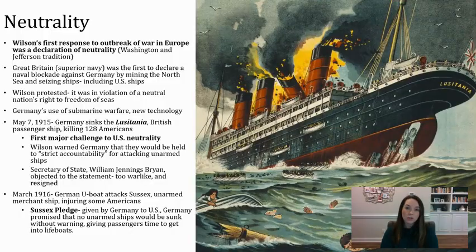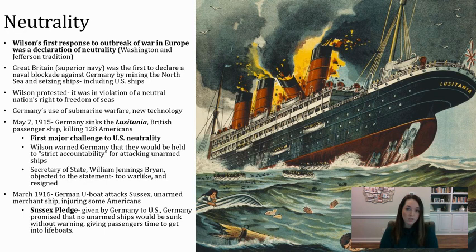The United States' original response to the war is neutrality. We don't have any formal alliances. That's a part of our isolationist policy, the example set under President Washington with his farewell address, and pretty much foreign policy wise, we kind of stayed out of other nations' political quarrels.